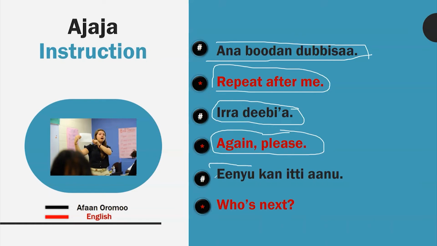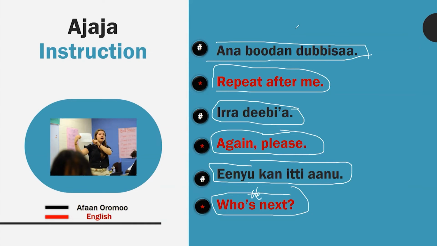The next is enyu kanitti anu. Enyu kanitti anu means who is next. We can actually put "they" here if it is needed. But "who's the next" or "who is next", both of them are acceptable.